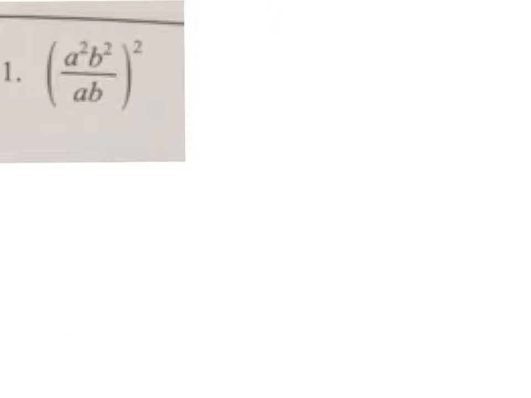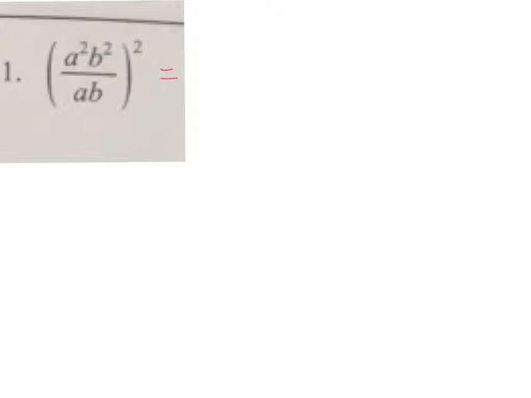Let's look at this problem. So first, let's understand what we're looking at. I've got a monomial on top being divided by a monomial on bottom, and the whole thing is being what? Squared. So first thing I'm going to do is I like to simplify what is inside the parentheses.